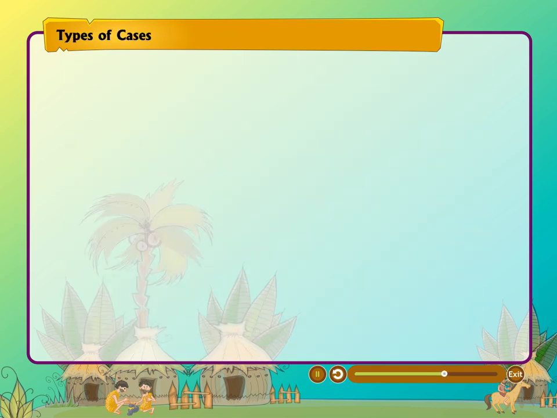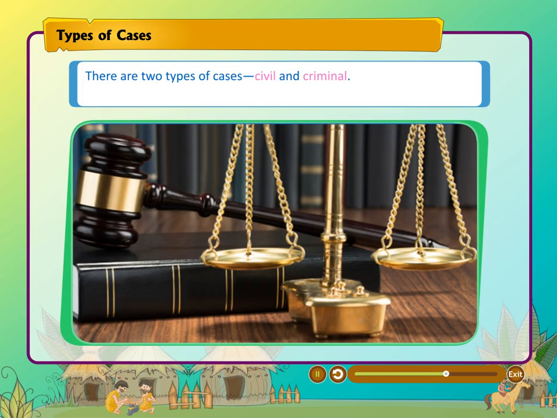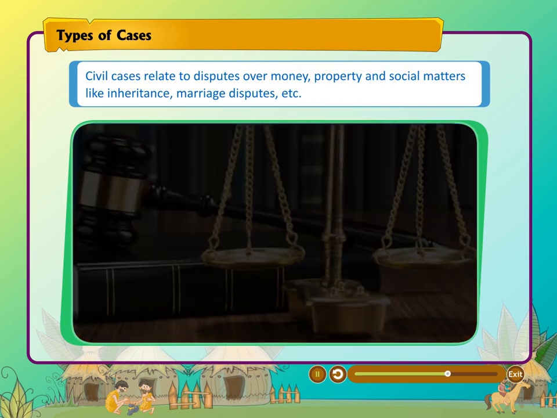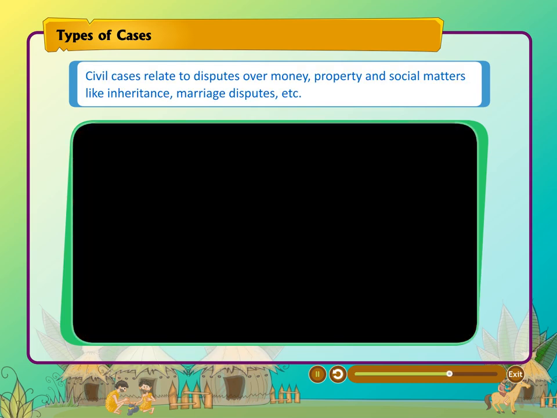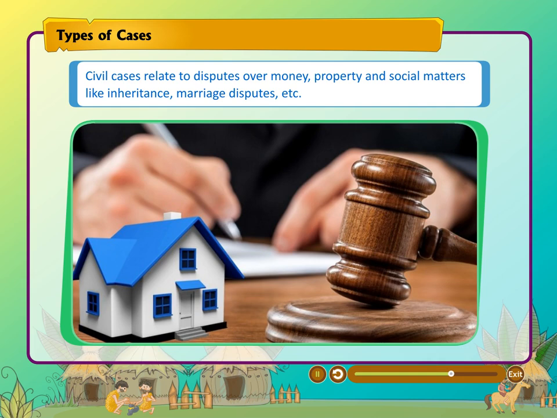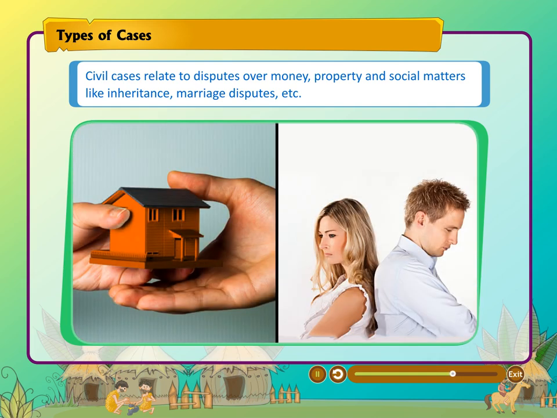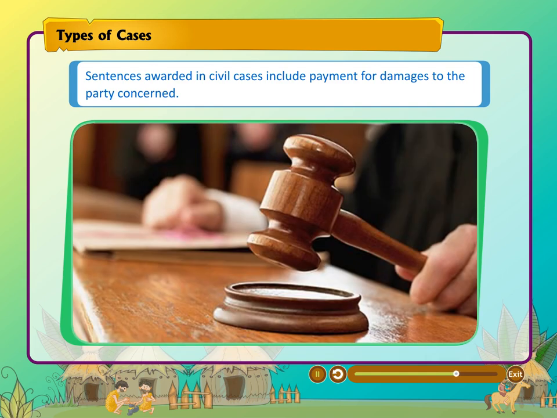Types of cases. There are two types of cases, civil and criminal. Civil cases relate to disputes over money, property and social matters like inheritance, marriage disputes, etc. Sentences awarded in civil cases include payment for damages to the party concerned. This type of case generally relates to a dispute between two private individuals.